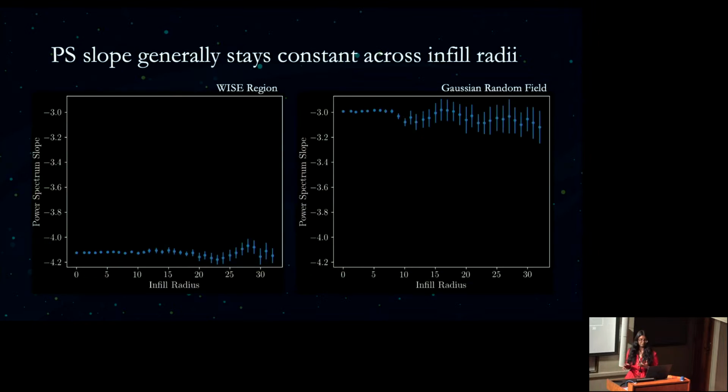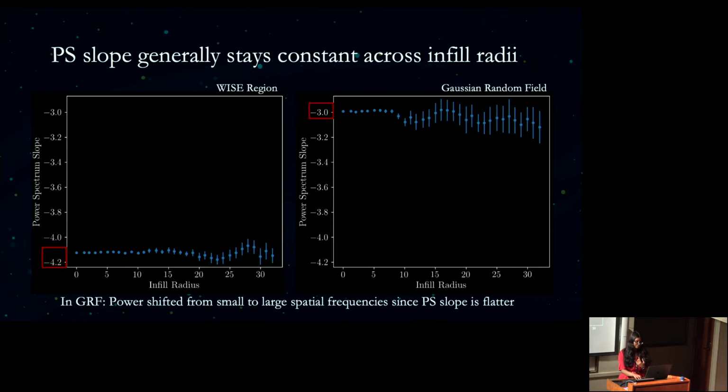And we see that here when, so on the left is the WISE region, and then on the right is the Gaussian random field. And we first note that these are the slopes of the power spectrum on the y-axis, and we note that the values are different. And we note that it's because for the Gaussian random field, the power is being shifted from small spatial scales to large spatial frequencies as the power spectrum slopes get flatter. And you can see that the slope value itself is pretty consistent across infill radii.